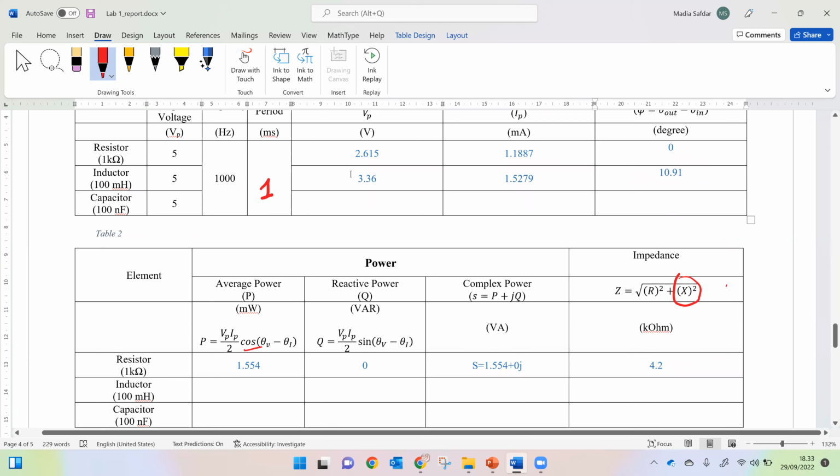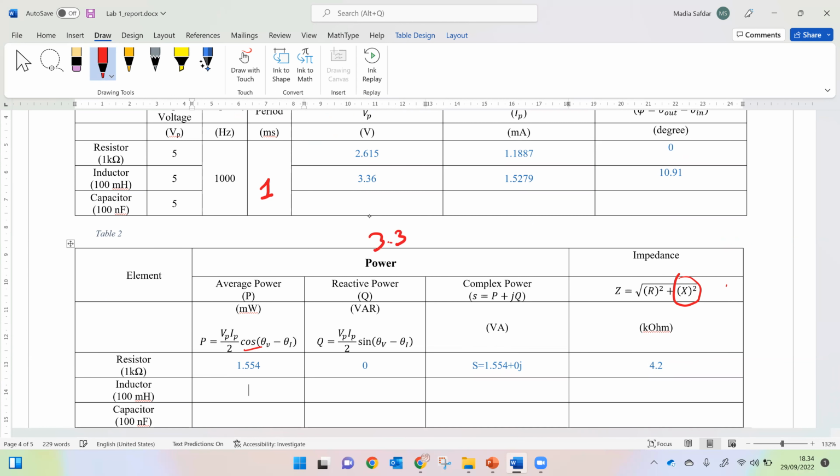Same steps we will do here. We will put this peak here in this formula. So Vp is 3.36. 3.36 multiplied by 1.52 into 10 to the power minus 3, divided by 2, and cosine of this angle 10.91. Calculate this value: 3.36 multiplied by 1.52 into 10 to the power minus 3, multiplied by cosine of 10.91.